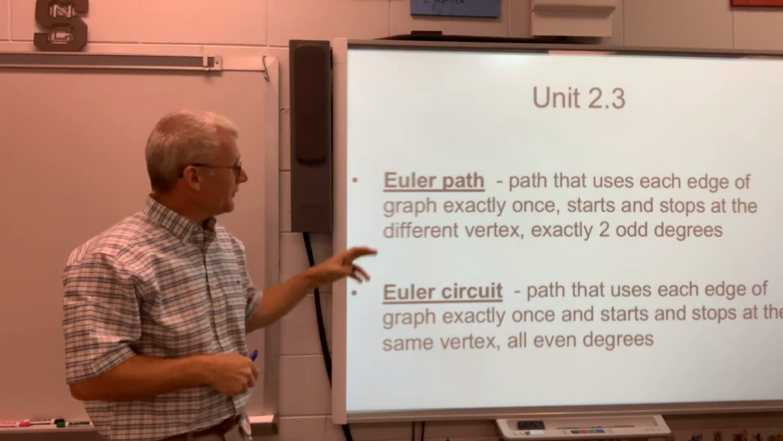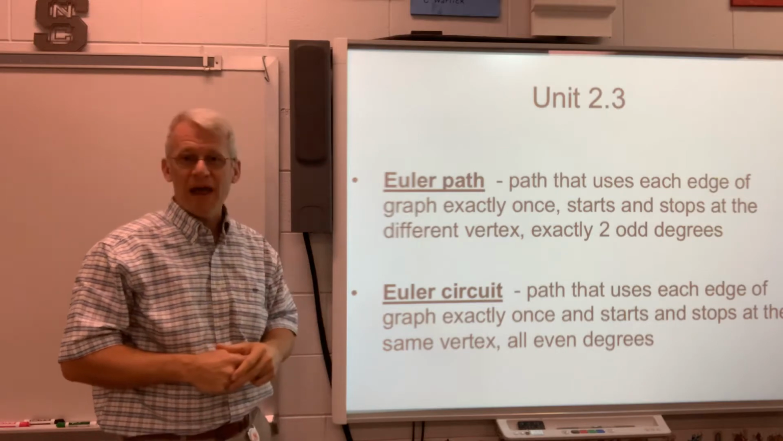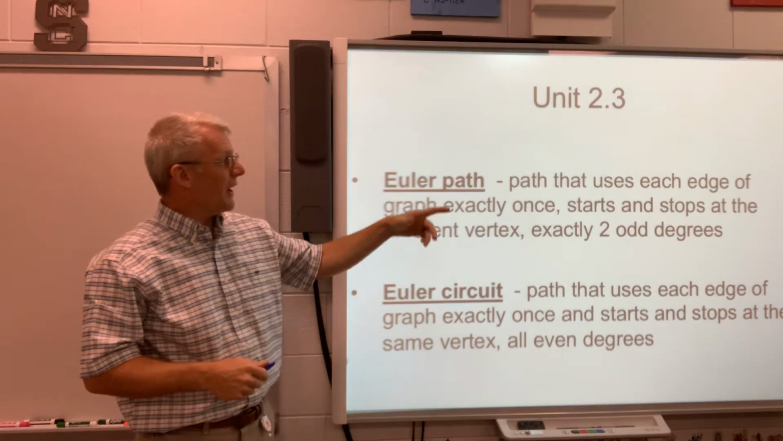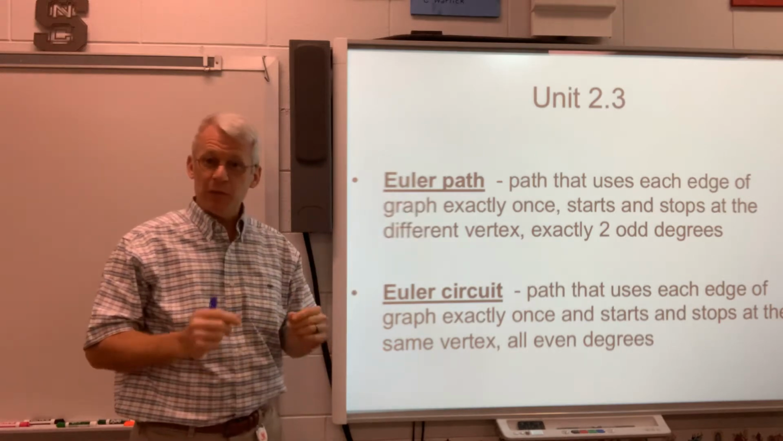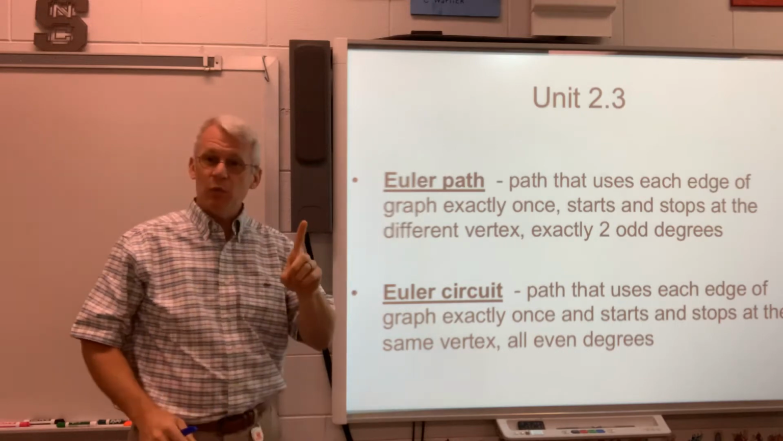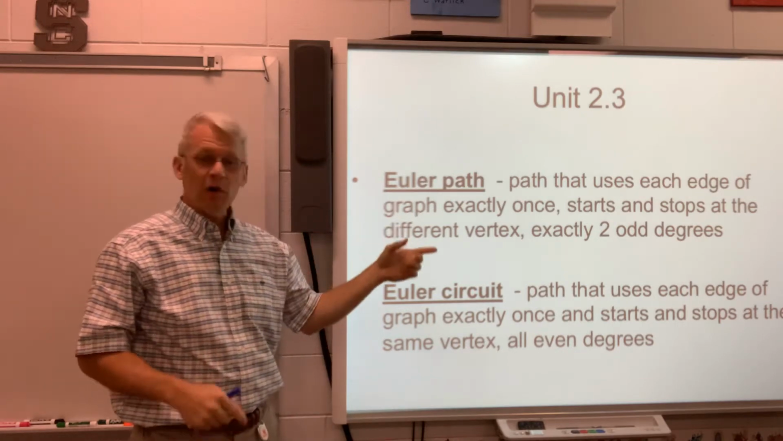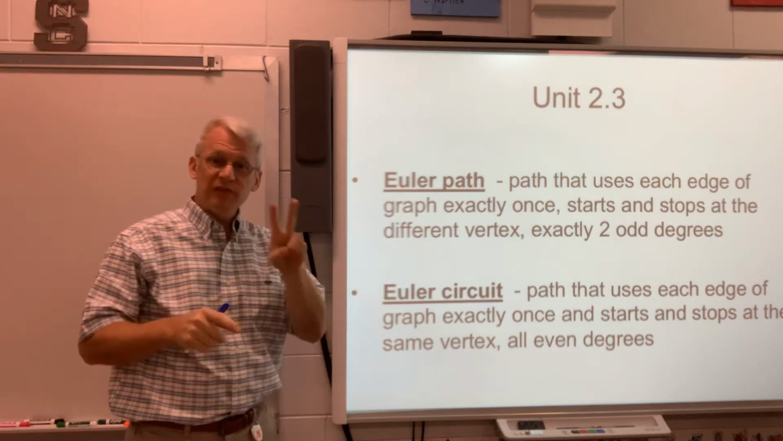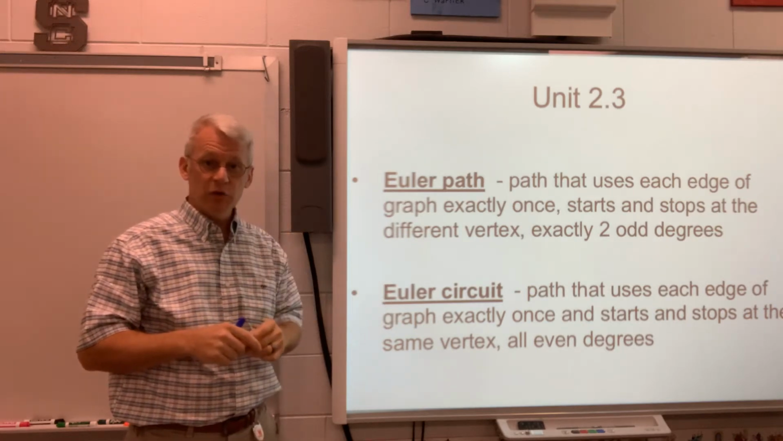Last time we talked about Euler paths and circuits. An Euler path is a path that uses every edge. Remember, every edge is every line of the graph, exactly once and once only. It starts and stops at different locations, and you have exactly two odd degrees.